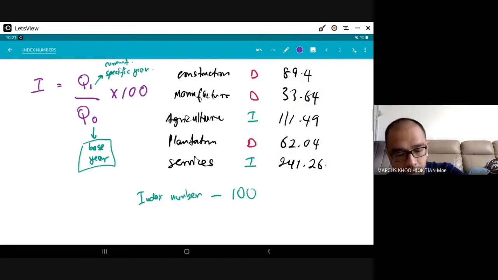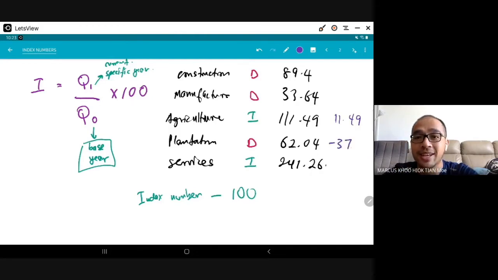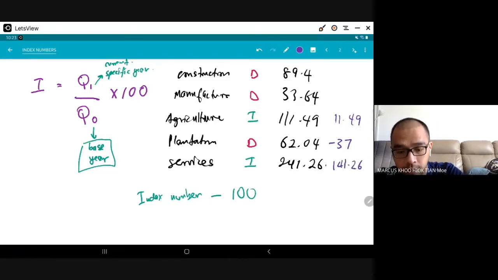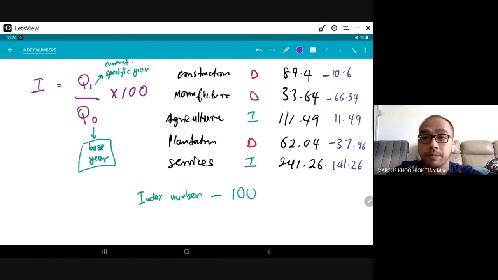Ng Wei Chen 11.49. Okay, sorry. Freya is negative 37. Sorry. Hold on. Okay. 141.26. Freya is 37.96. Wong Chong Han is negative 66.34. Ng Wei Chen is 11.49, negative 10.6. Okay.